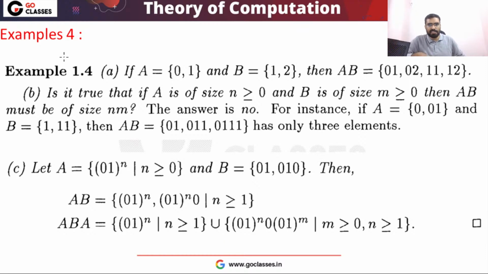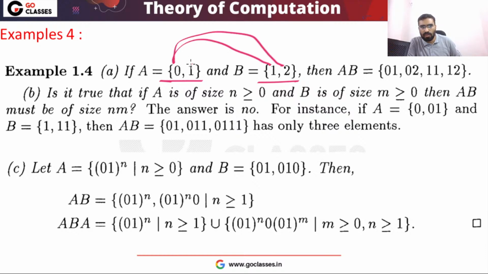Now anyway, this is just example, you can check it out. This is not a question, this is just an example. A is given to you, B is given to you, then what will be AB? This is not a question, this is example. A is given to you, B is given to you, then what is the concatenation? Concatenation will be 0 1 0 2 1 1, okay, 0 1 0 2 and then 1 1 1 2. Okay, so your concatenation AB will be this.